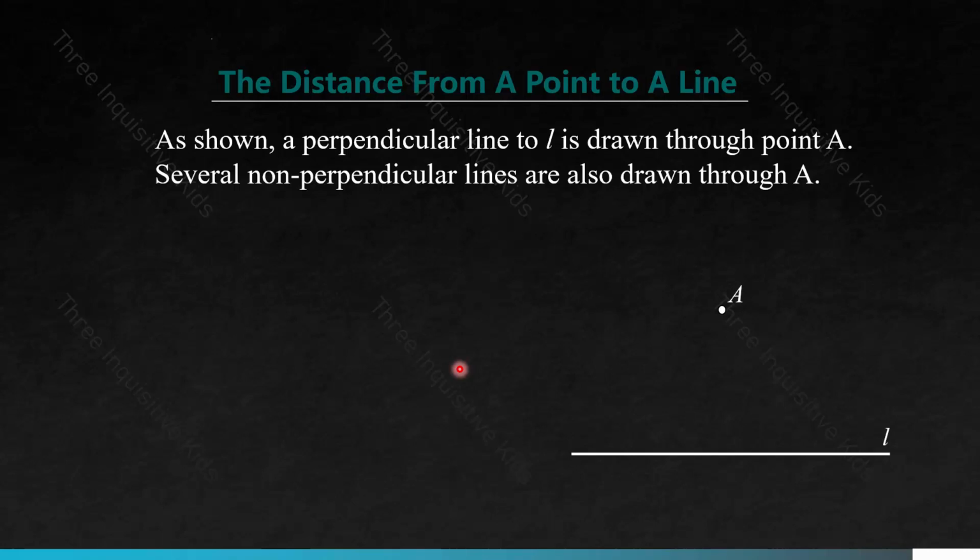Now we're going to talk about the distance from a point to a line. As shown, a perpendicular line to L is drawn through point A. Several non-perpendicular lines are also drawn through point A. Here we have these lines. This highlighted in red one, this one is the perpendicular line. It forms a right angle with line L.